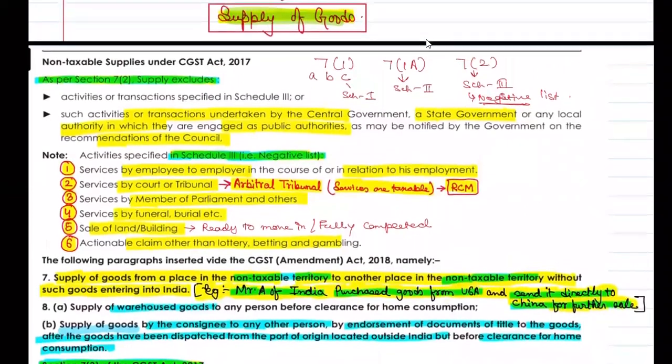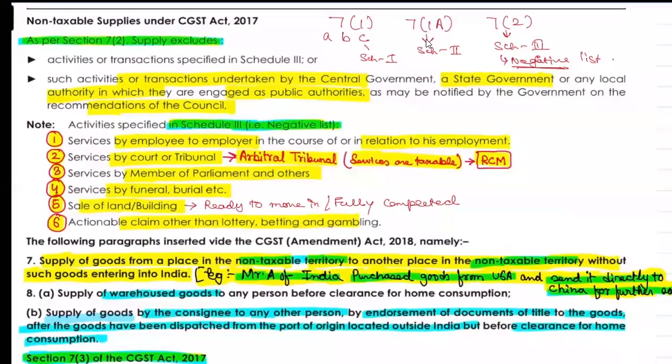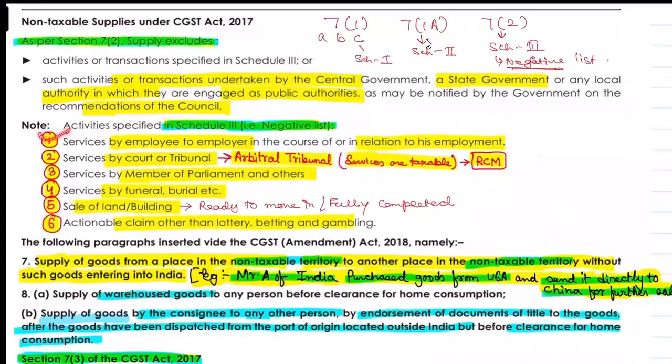So this was all about Schedule 3, which is a negative list. Okay, so what are the things that we read? One was that transactions undertaken by CG, SG or local authority in which they are engaged as public authorities: no GST. Then there are some entries. One was employer-employee in relation to employment, services by court or tribunal, except arbitral tribunal. Third, member of parliament and other, funeral, burial, etc. Sale of building ready to move in or fully completed. Actionable claim other than lottery, betting and gambling. That means on lottery, betting and gambling, GST will be applied.